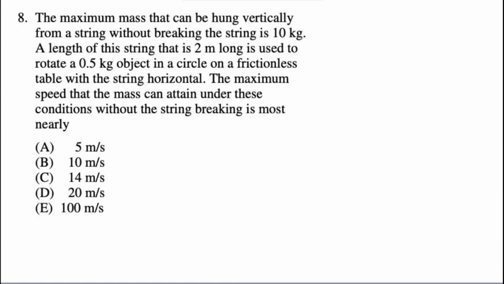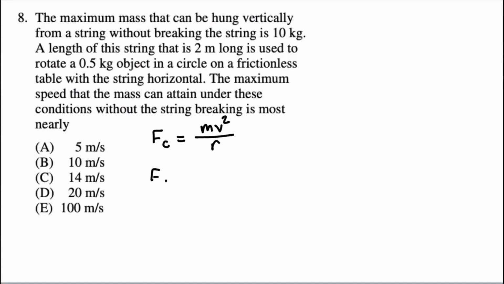So this is a circular motion problem. So we're just going to set up our equation, which is the centripetal force is equal to mv squared over r. And now in this case, our centripetal force is actually just gravity because it talked about here in the beginning, the maximum mass that can be hung vertically from a string, which indicates that it's a gravitational force that allows the string to maintain that circle.